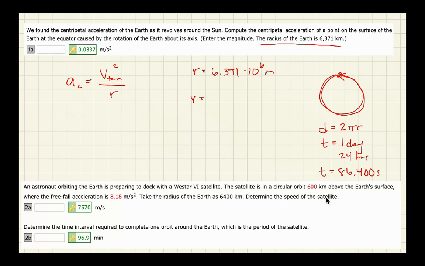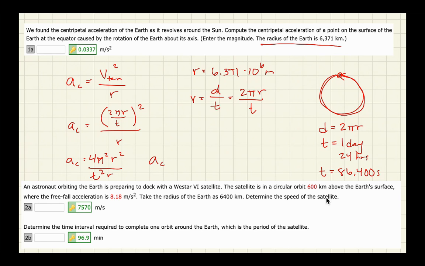So my velocity is going to be that distance over time, which would be 2 pi r over t. Plugging that into my equation for acceleration, that would be (2 pi r over t) squared over r, which would be 4 pi squared r squared over t squared r, or 4 pi r over t squared. And that would give you that centripetal acceleration once you plug these numbers in. So that's this first problem.